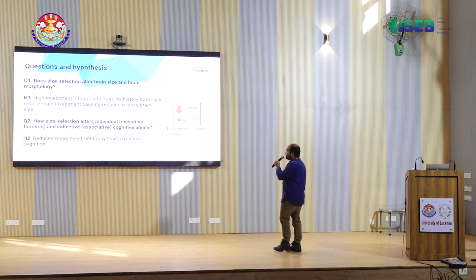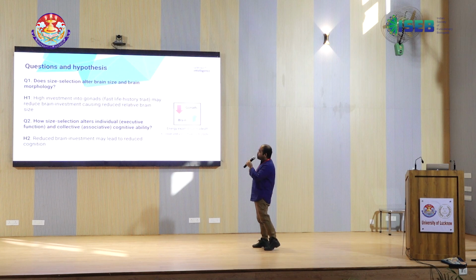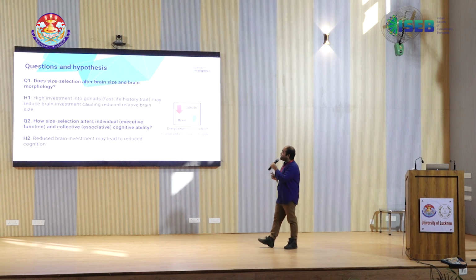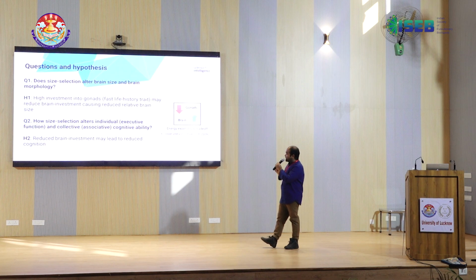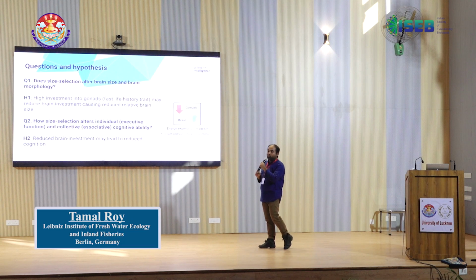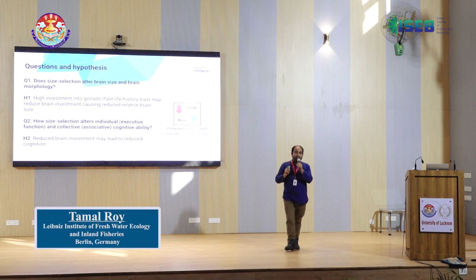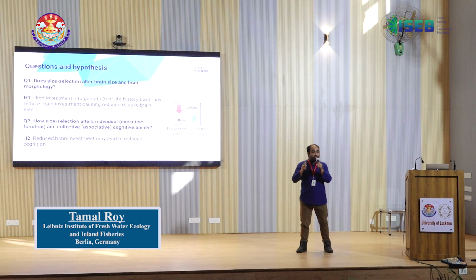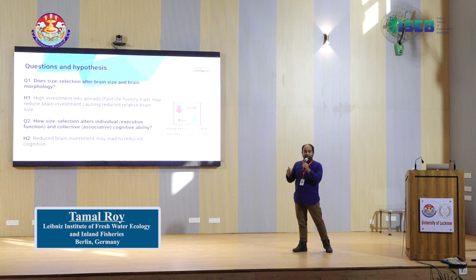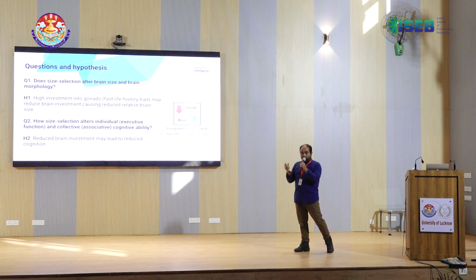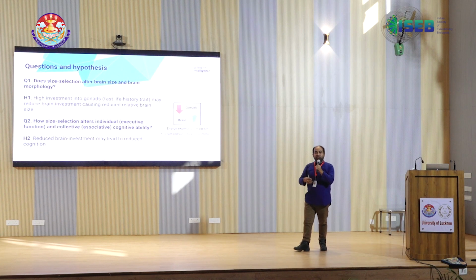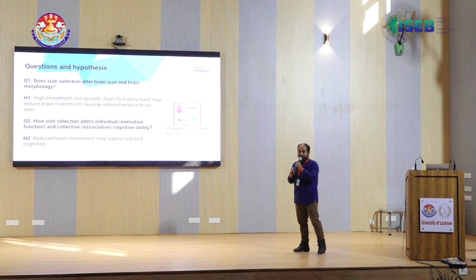So, going to the questions that we ask in this study, we ask two principal questions. First, does size selection alter brain size and brain morphology? And does size selection alter individual and collective cognitive abilities? So the hypothesis is that if there is a higher reproductive investment, this would be traded off with low investment in the brain, as in case of evolution of fast life history. So the brain size would be reduced, or morphology will be altered, and this would lead to reduced individual and collective cognitive abilities.